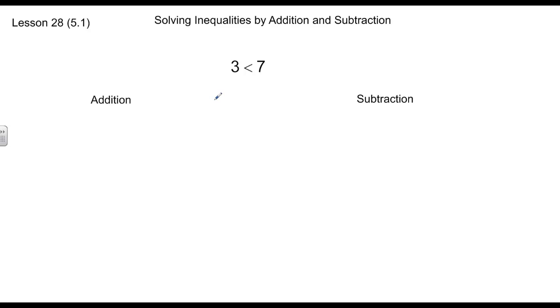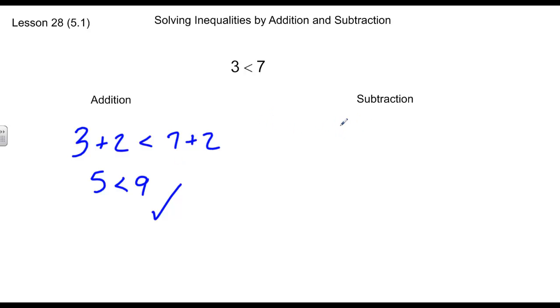Now by addition, when we had an equation, we could add the same thing to both sides and thus maintain the equality of the statement. Let's see if that's true for an inequality. If we take the true statement 3 is less than 7 and add 2 to both sides, then we end up with the statement 5 is less than 9. Well, it seems that addition holds true for inequalities. In other words, we can add the same thing to both sides and still get the same inequality back.